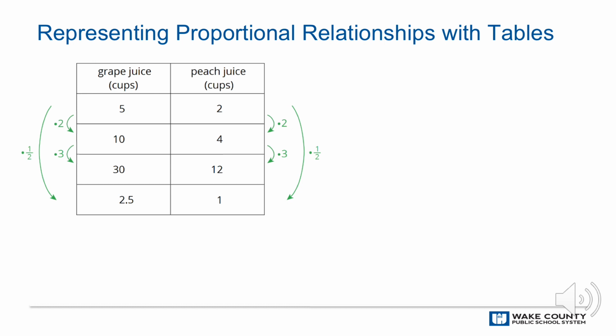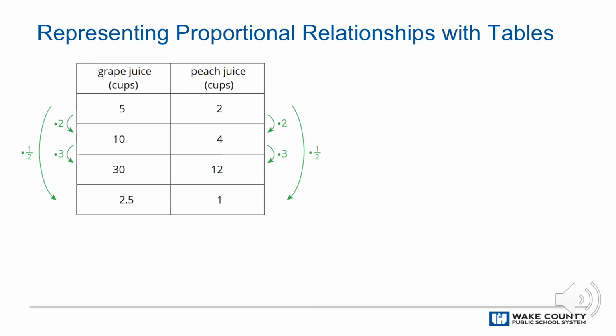Students will begin their learning about proportional relationships with tables. For an example, this table is about a recipe, and this recipe says for every 5 cups of grape juice, mix in 2 cups of peach juice. We can make different sized batches of this recipe that will taste the same. The amount of grape juice and peach juice in each of these batches form equivalent ratios.